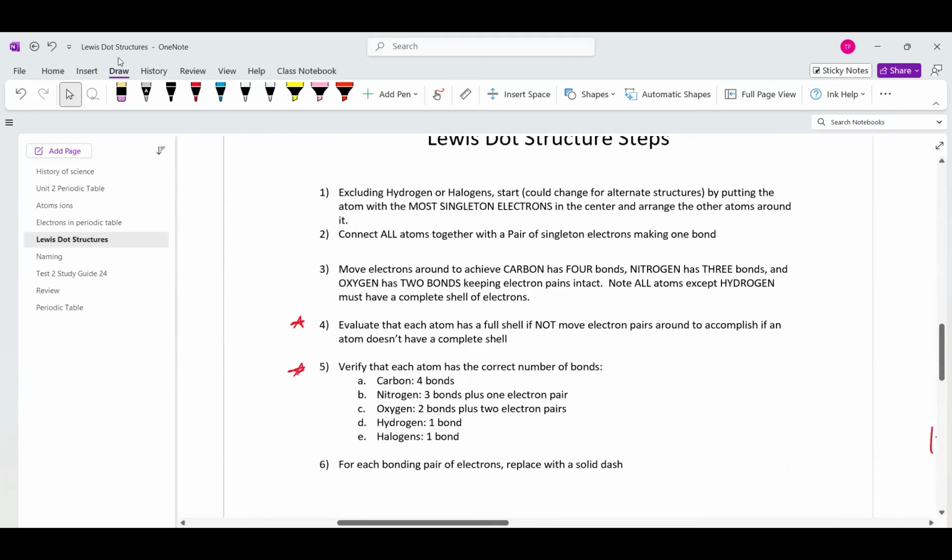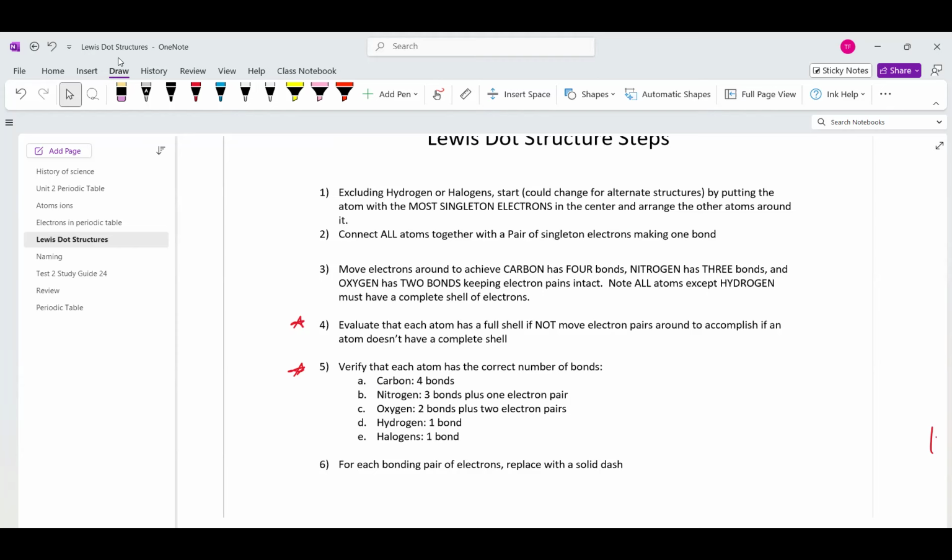This is located in Unit 2 files. Now, there are 2 ways to do Lewis dot structures. I've simplified it greatly. That's what these are. There's another way to do it, and it's more involved. I think this is much easier, and students can do this much easier.